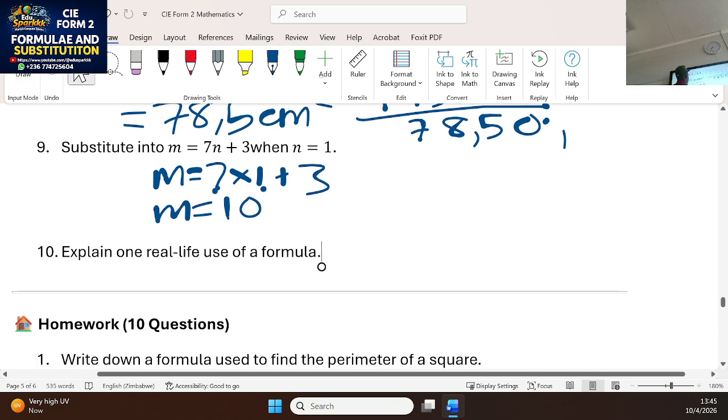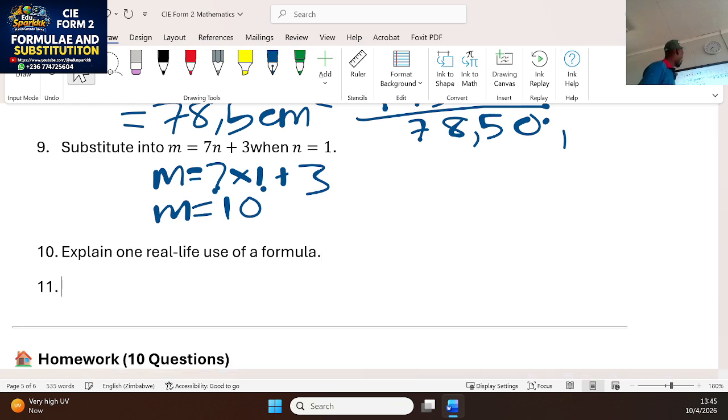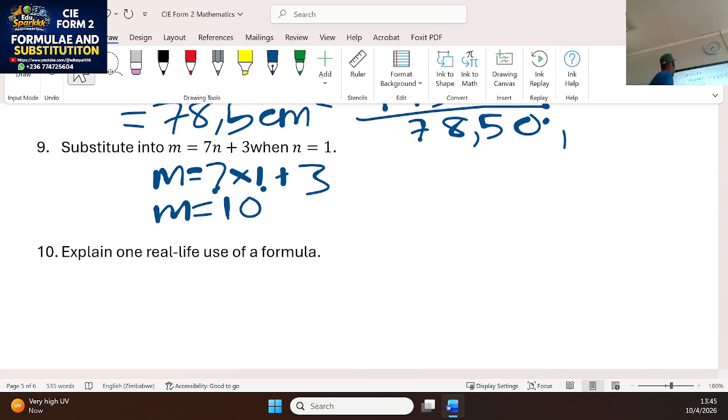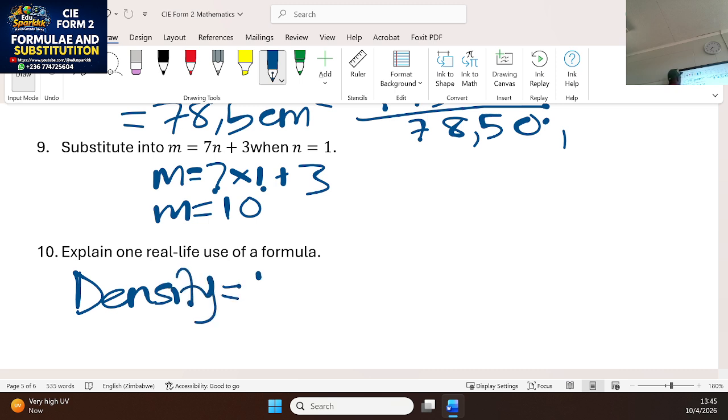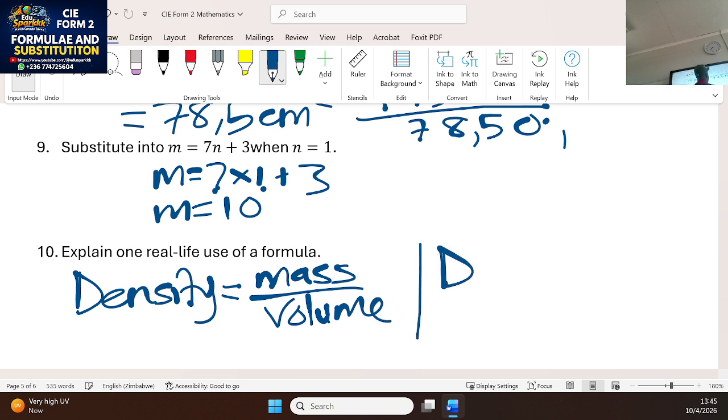Then finally, we are interested in an open problem: can we explain one real life use of a formula? Well, we can use a formula to calculate or measure density. We are interested in how the mass of an object relates to volume. So these will be variables. In simpler terms, we can say D for density is M over V. So we've got two or more different letters there which are variables.